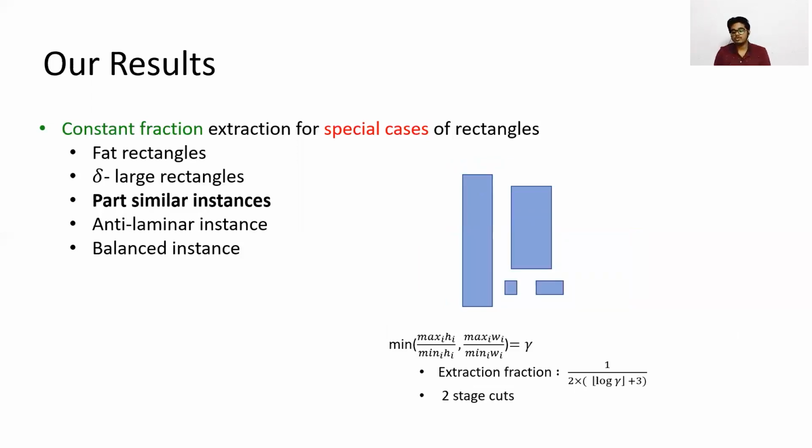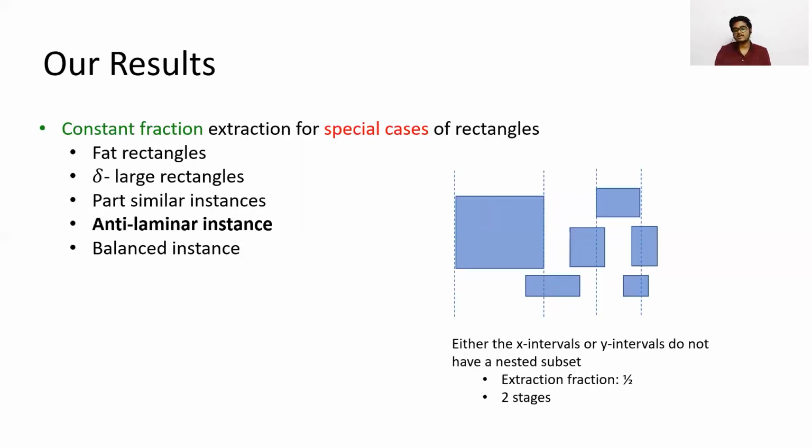Part-similar instances are those when the widths or heights are in a similar ratio. So the h max by h min or the w max by w min is bounded by some constant. In that case, again, we have a constant fraction extraction, that too in 2 stages.